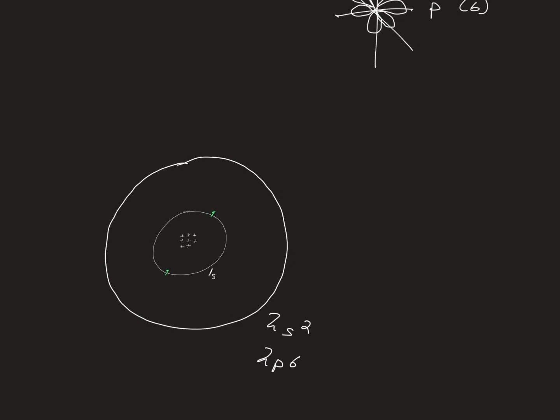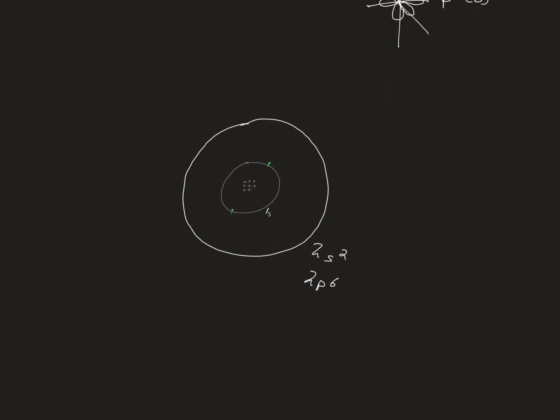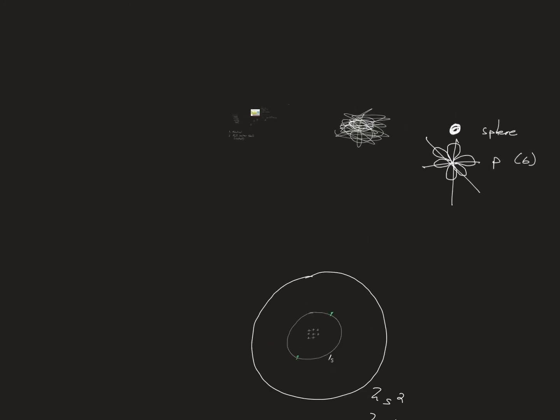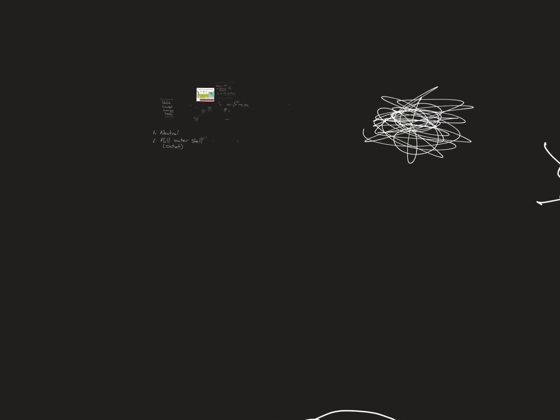Now, I said oxygen has 8 protons. How many electrons does it have? And how can we tell? If it were going to be neutral, it would have 8. That's correct. Absolutely correct. Great.